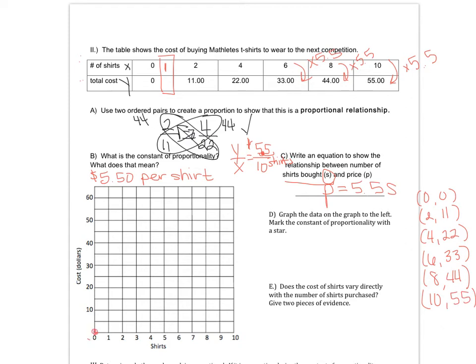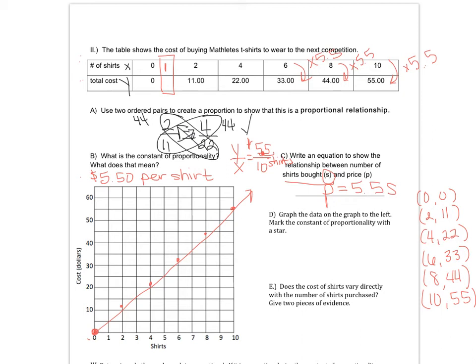0, 0 is on there. 2, 11, which would be about here, I think. 4, 22, 6, 33, 8, 44, and then 10, 55. All those points fall in a straight line that goes through the origin, and we're going to mark the constant of proportionality, which we found to be 5.5, or $5.50.